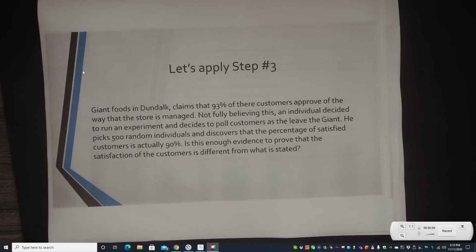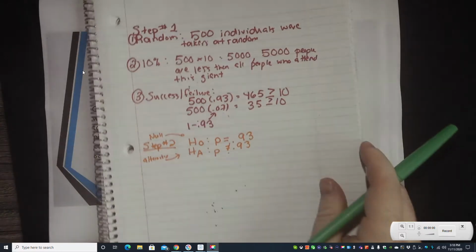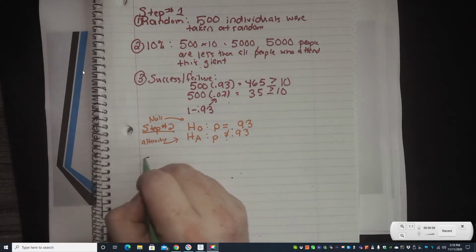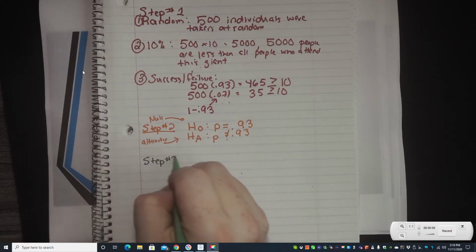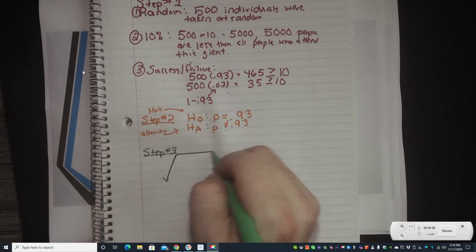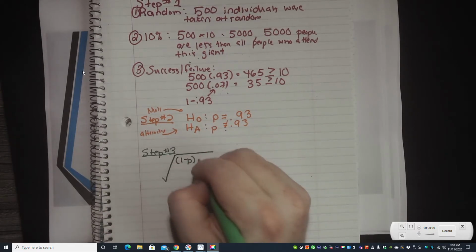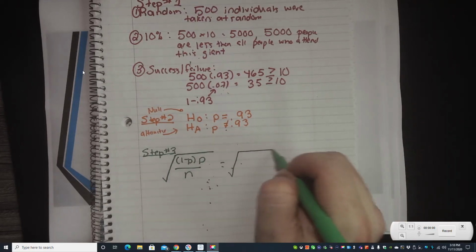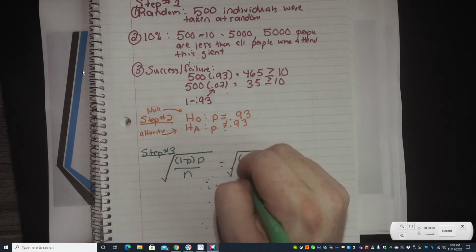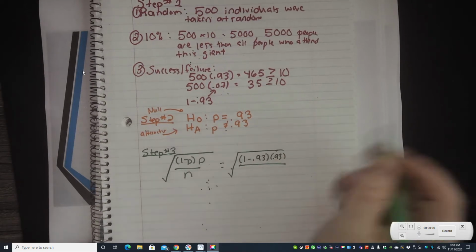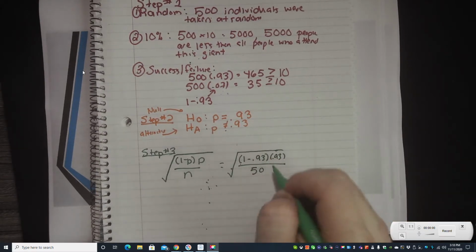So let's apply step number 3. The formula that we're going to use to find our standard deviation is the same one as the standard deviation from the sampling distribution in our confidence intervals. So we're going to use the square root of (1 minus p) times p over n. So we've got the square root of (1 minus 0.93) times 0.93 over 500. So I do the quick calculations.